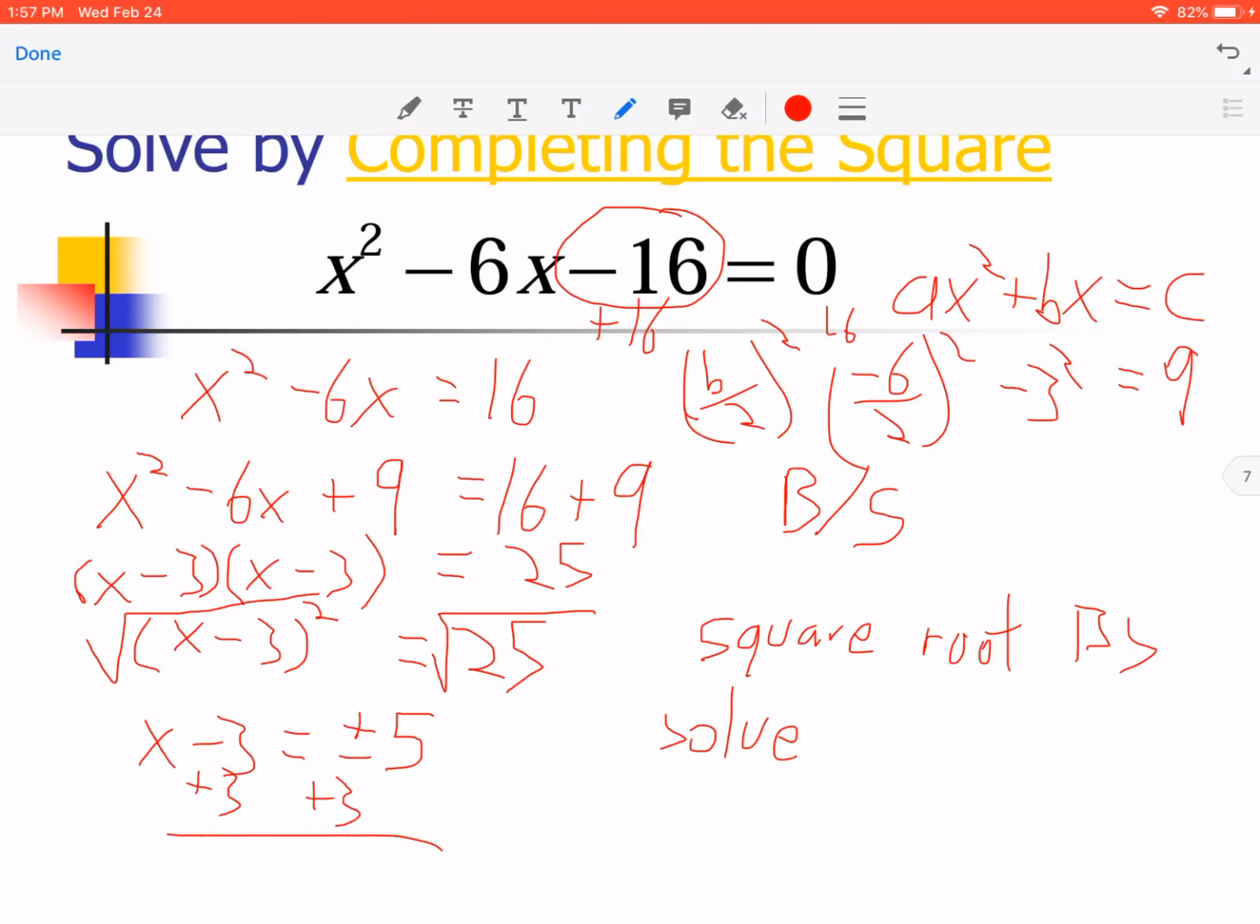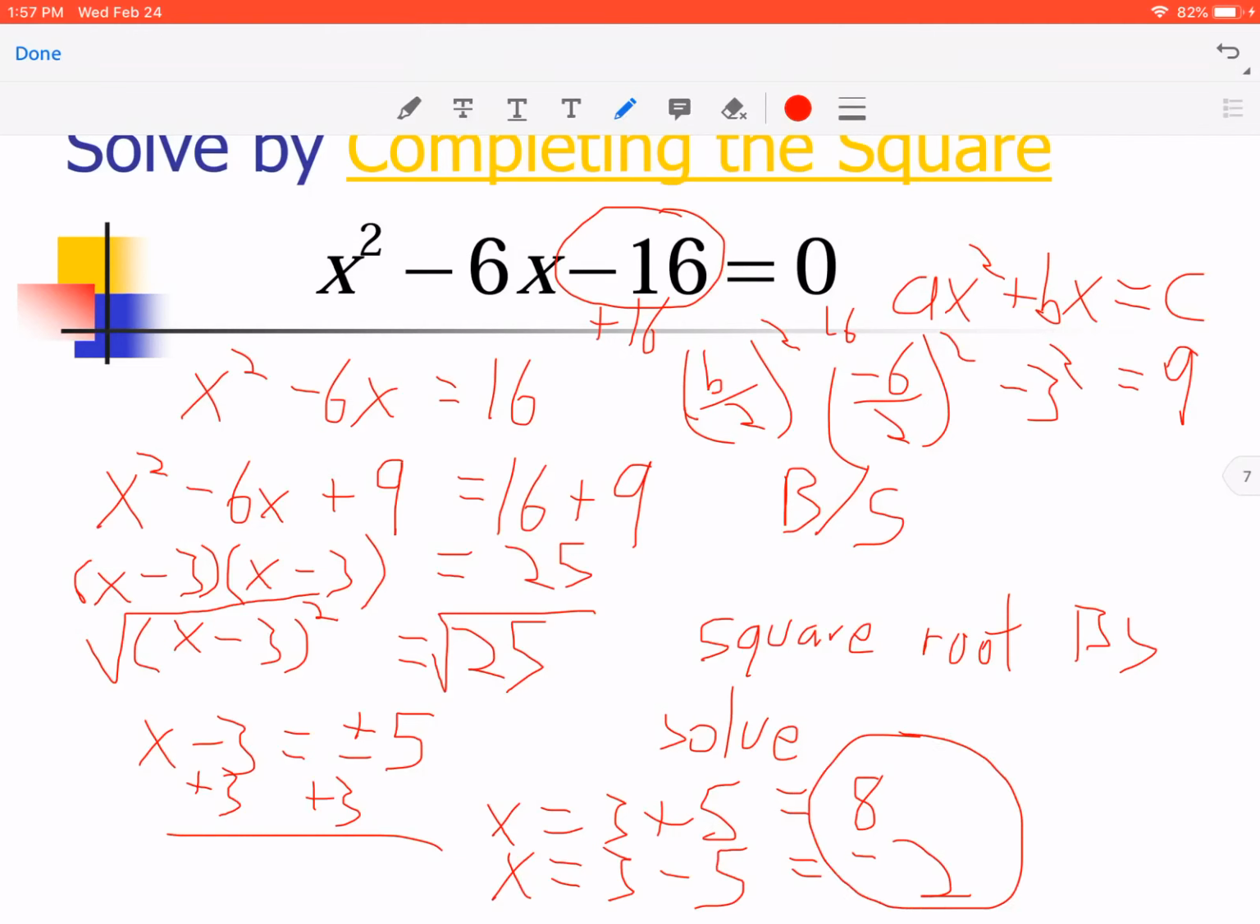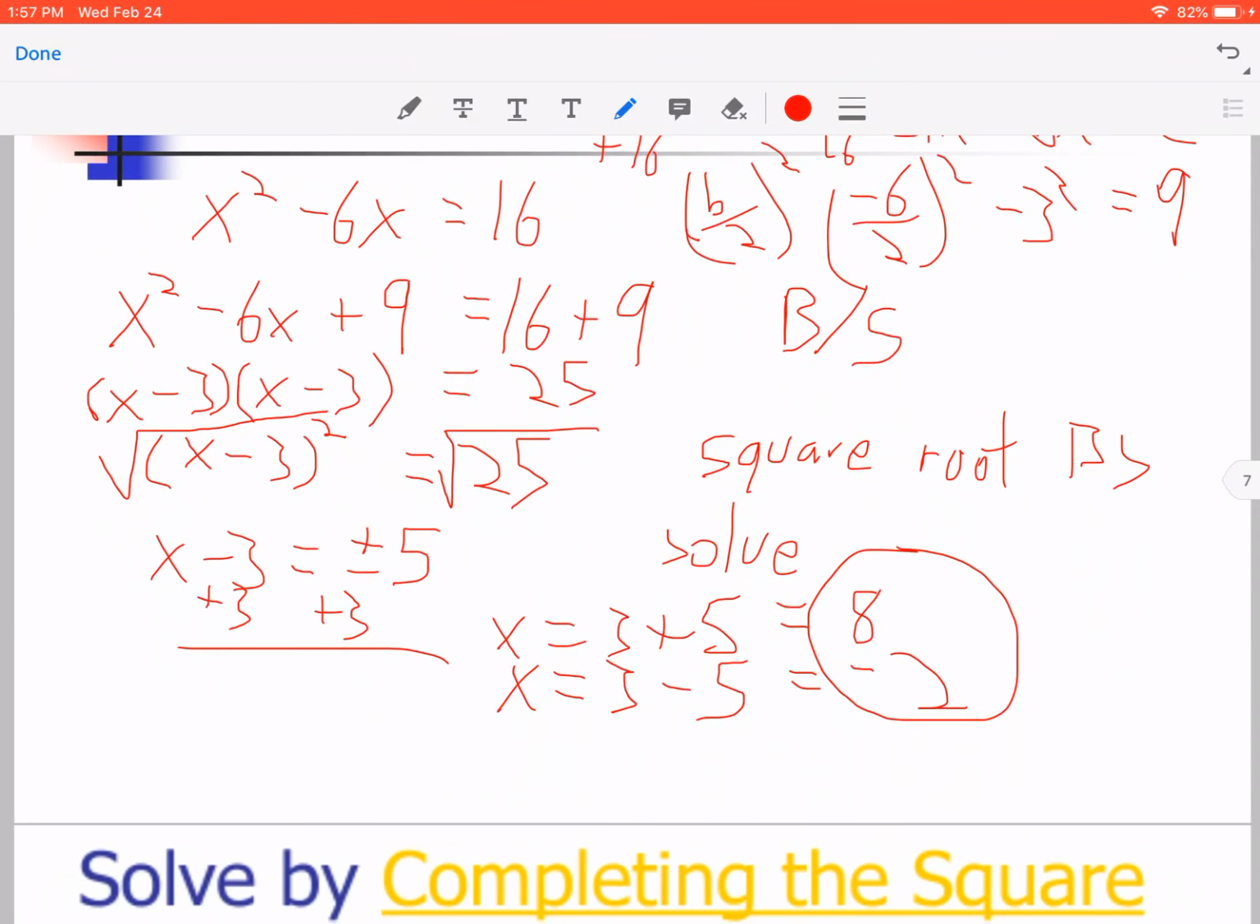So if you get all whole numbers or integers, one answer is 3 plus 5. What's 3 plus 5? 3 plus 5 is 8. The other answer should be 3 minus 5. What is 3 minus 5? That should be negative 2. Now, if you get perfect number answers, it means you really could have factored it from the very beginning. We're just showing you that there is another way to solve it. You could have done quadratic formula as well, too.